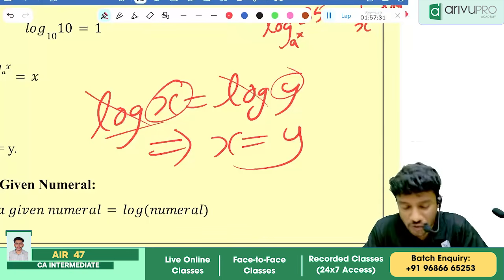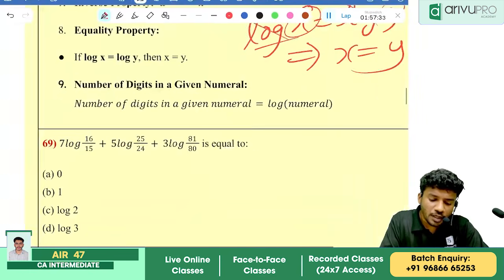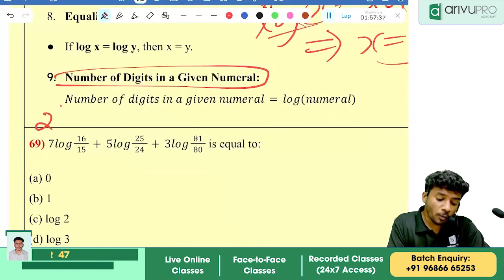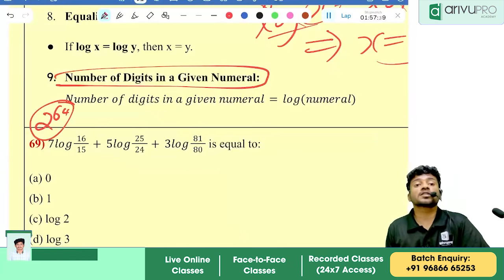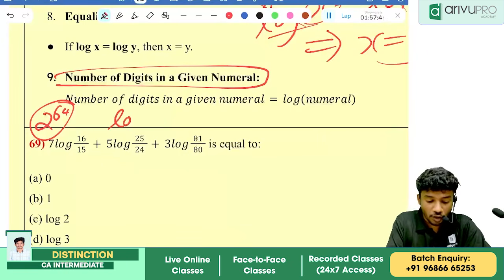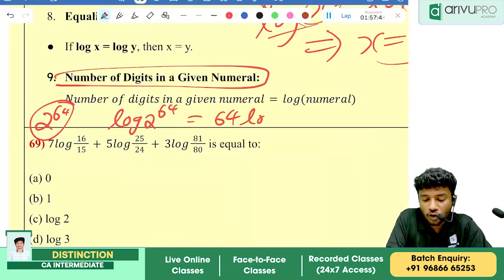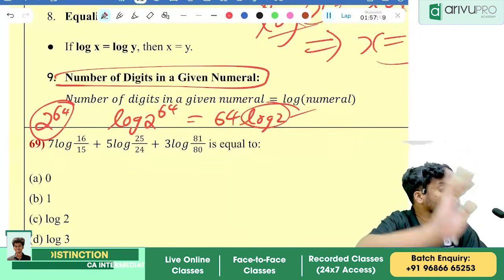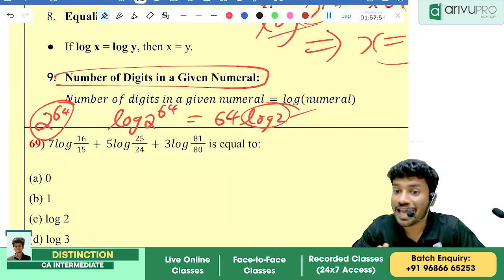Next one, people, the number of digits in a given numeral. Sometimes they will ask, how many digits are there in 2 raised to 64? Then you will take the logarithm of 2 raised to 64. You will get it as 64 log 2. This log 2 value will be given in the question. Substitute it over there. You will get the answer.